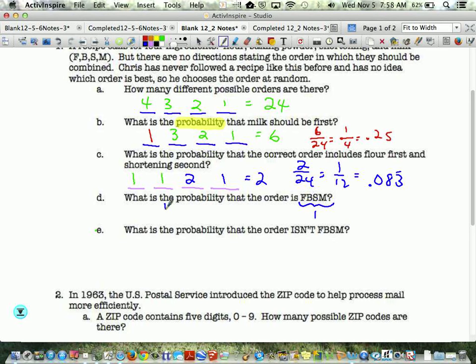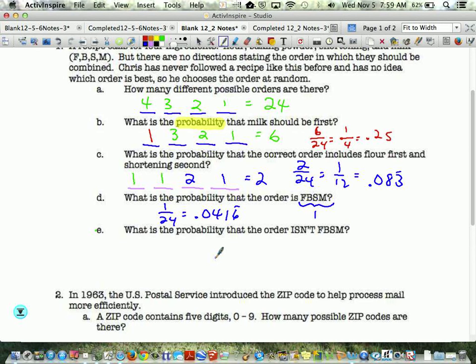So this is 1 out of 24, which is 0.0416 repeating, something like that.